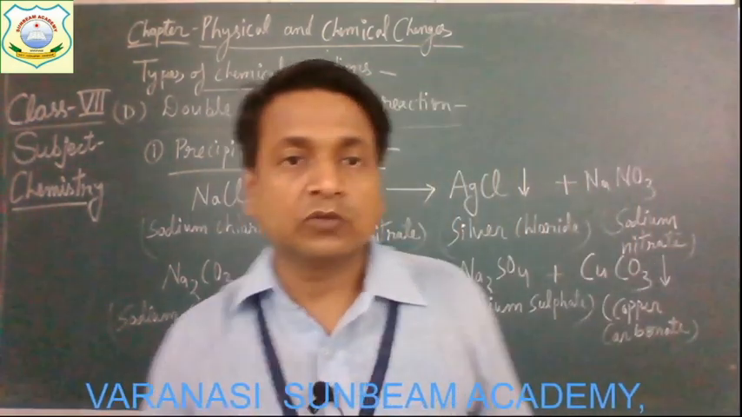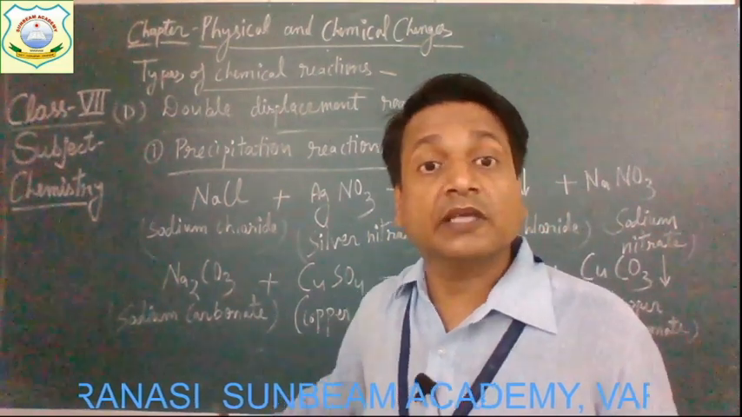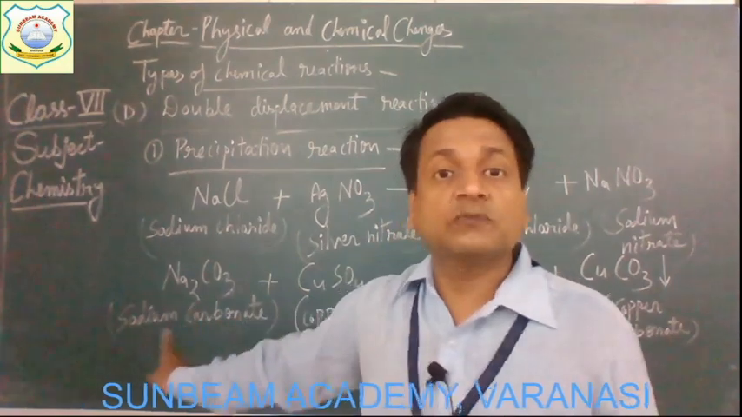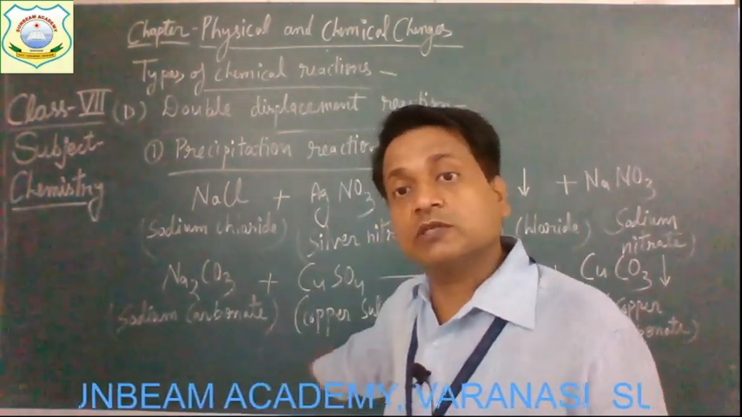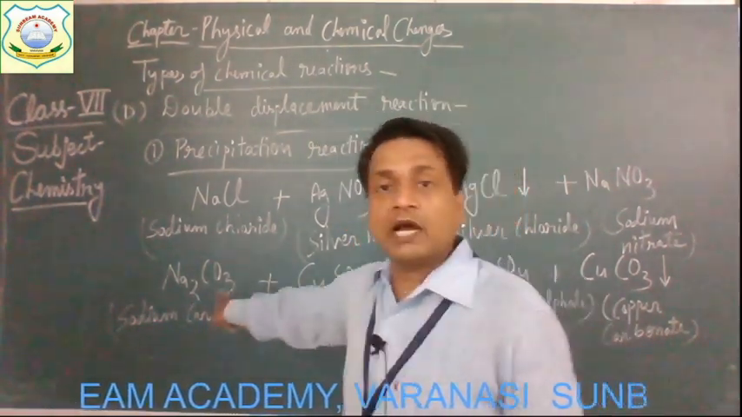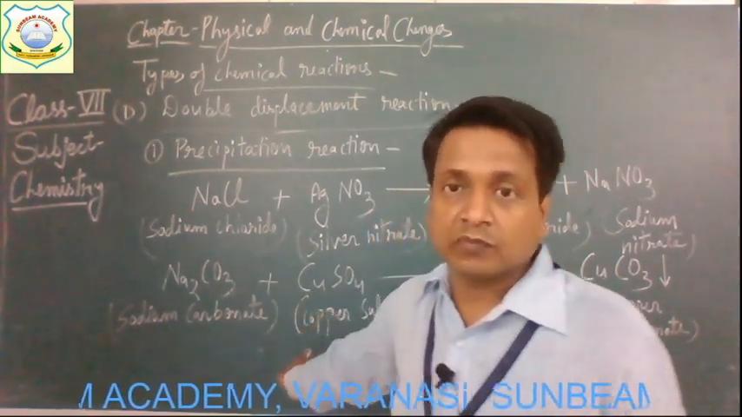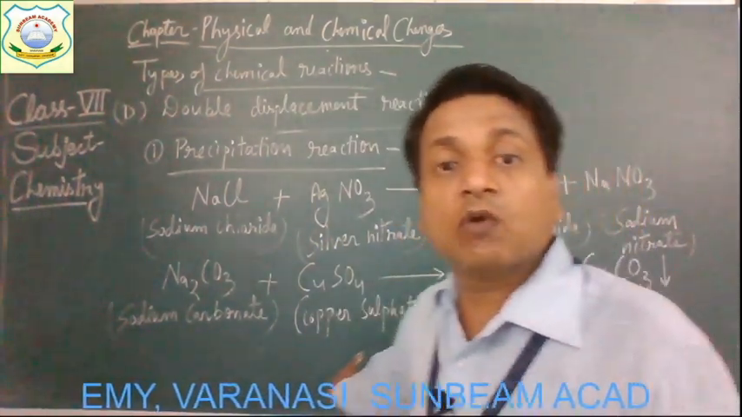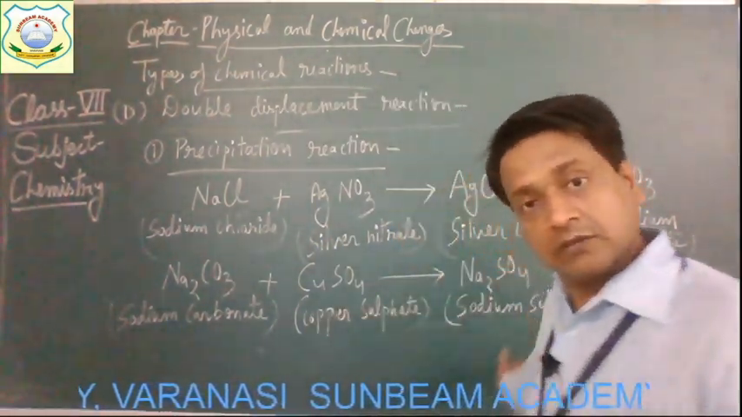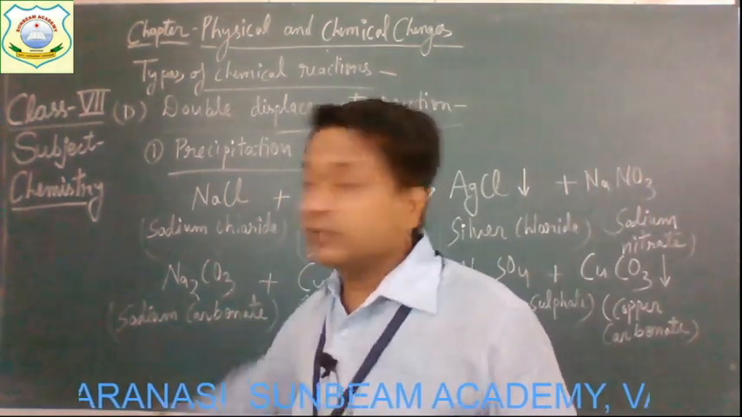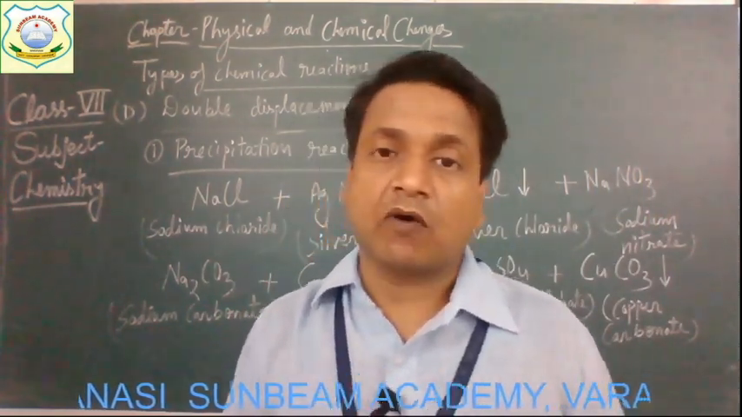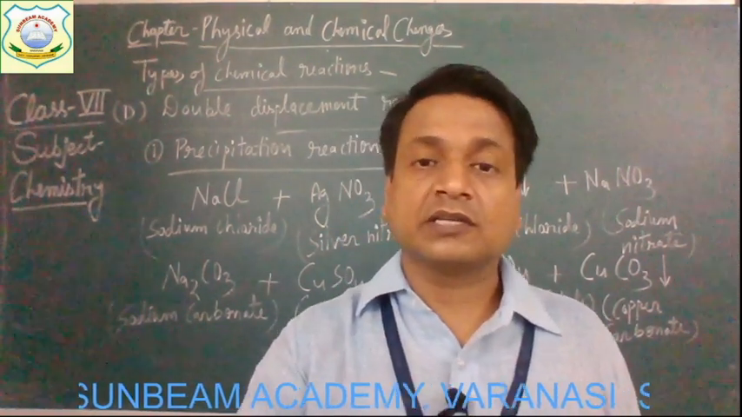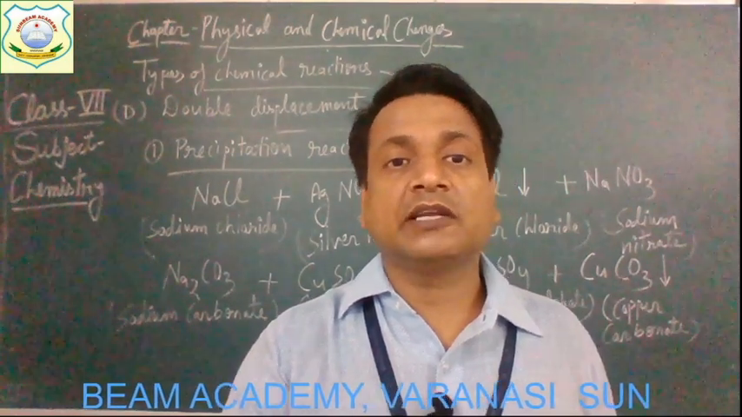So in this reaction, what happens? This aqueous sodium carbonate, aqueous meaning in form of solution, reacts with aqueous copper sulfate. So they both are in which form? Solution form. And after this reaction, what happened? It forms the precipitate of copper carbonate. So these are the examples in which precipitates form. Now the second kind of double displacement reaction is neutralization reaction.